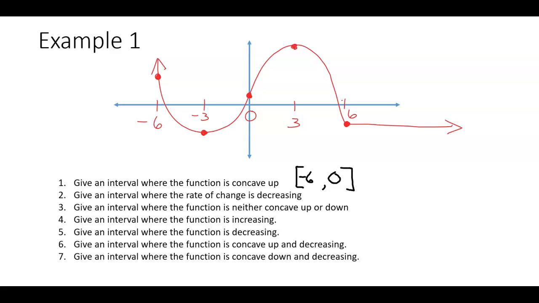Give an interval where the rate of change is decreasing. Okay, now we got to think about that. What happens with your graph when the rate of change is decreasing? Okay, let me go to Alexis this time. So my question is, what happens to your graph when the rate of change is decreasing? Instead of the slope going positive and increasing, it starts to... so the slope is getting less steep.